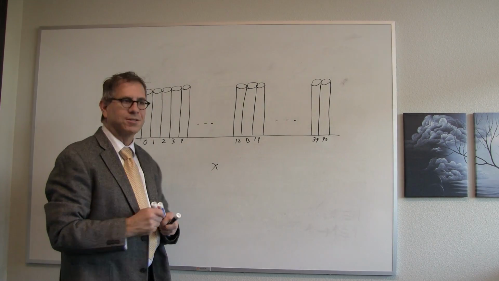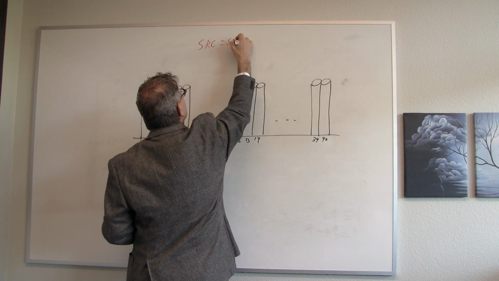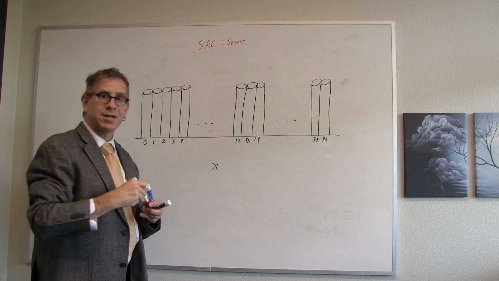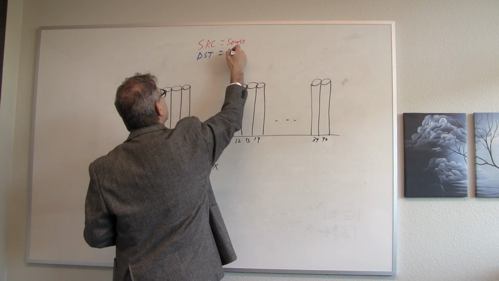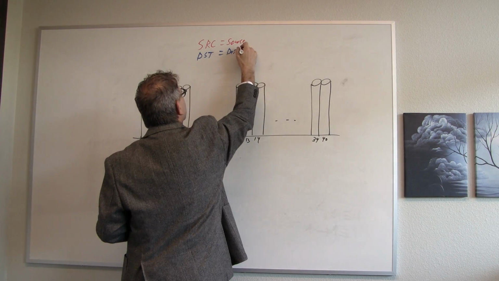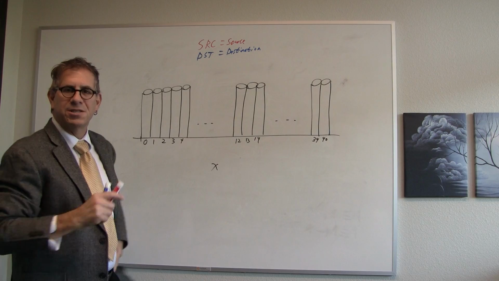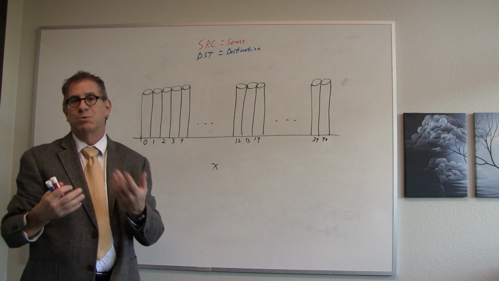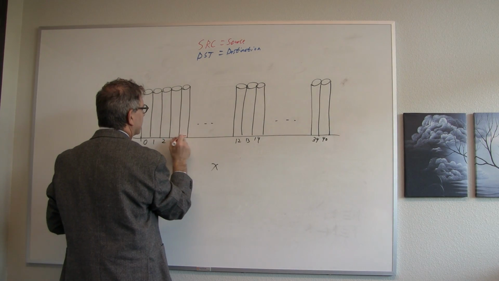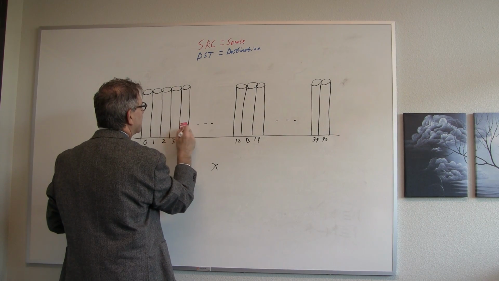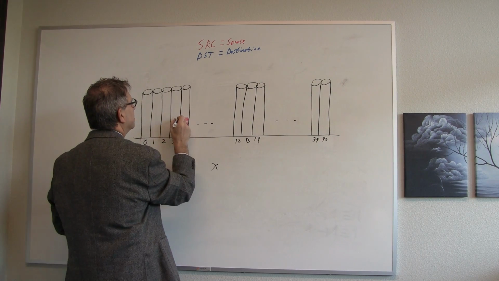Now we have a pair of fictitious chemicals. One is called S, or source, and we draw that in red. The other is called destination, DST, or D, and we draw that in blue. And the setup is each of these tubes contains some amount of S and some amount of D. So for example, tube 4 might contain this much S, and it might contain this much D.